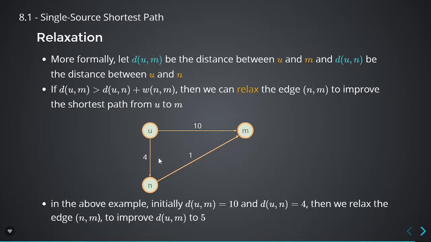It's just lingo that we use. If we say we're relaxing nm, that means we're using nm to improve the distance from u to m. That's what relaxing means. Relaxing means you take the edge and then you use that to improve the shortest path. So in case I use the word relaxing and you have no idea what it means, that's what it means. Simply choosing the edge, using the edge to improve the shortest path.